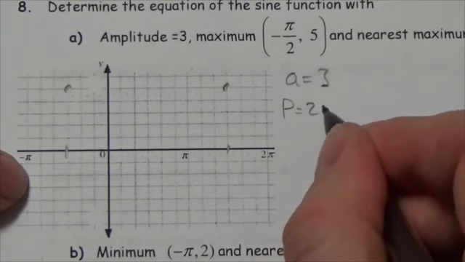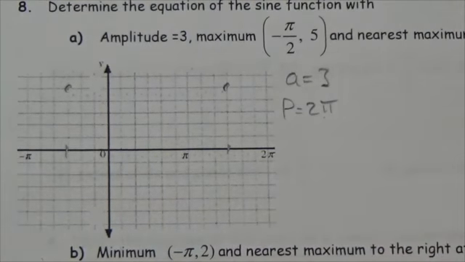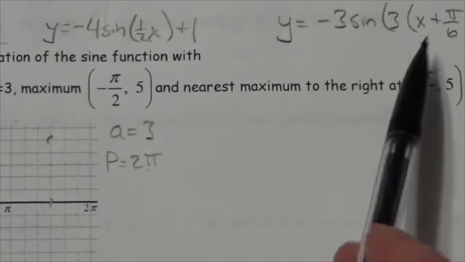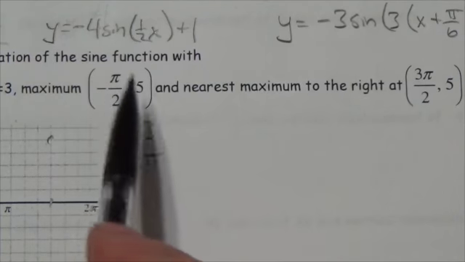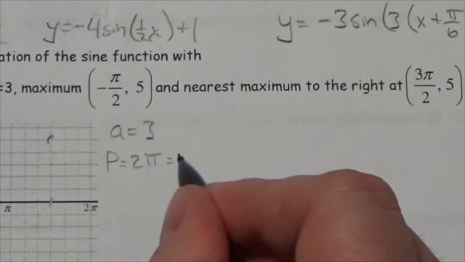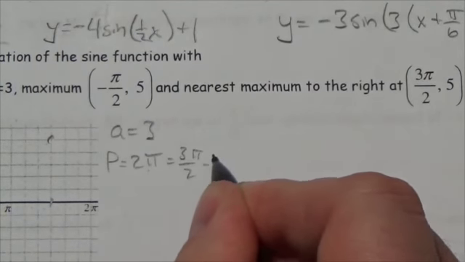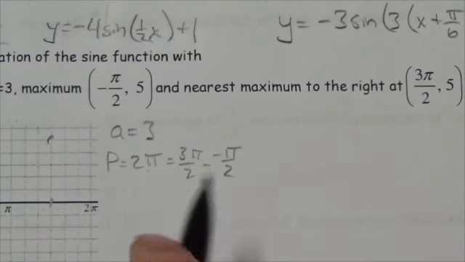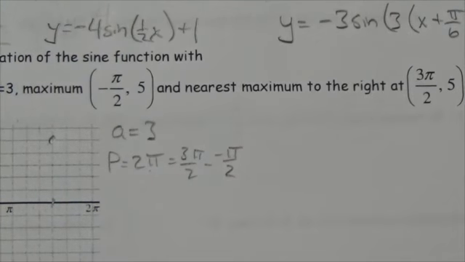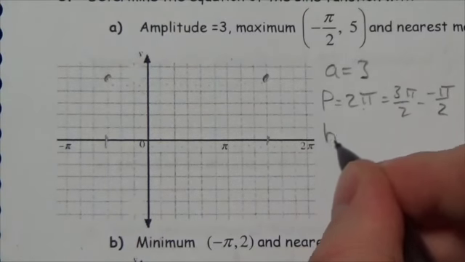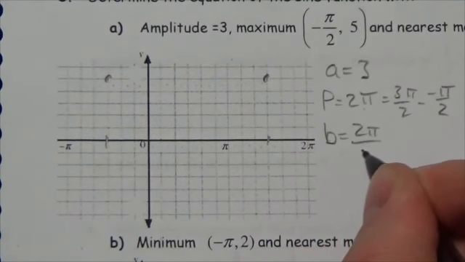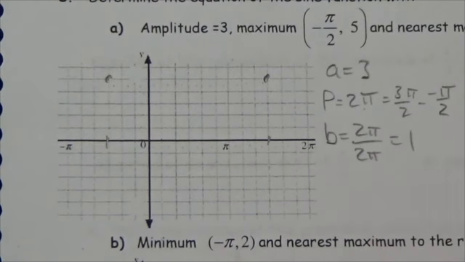My period is 2 pi. Now I could also have figured that out by simply taking the difference between the two x-coordinates: 3 pi over 2 and pi over 2, negative pi over 2. 3 pi over 2 minus negative pi over 2 is also going to be 2 pi. The difference between those would also be the period there. In any case, there's my period. Now that allows me to find my b value. 2 pi divided by the period, in this case, is just going to be 1. Well, that's kind of nice.